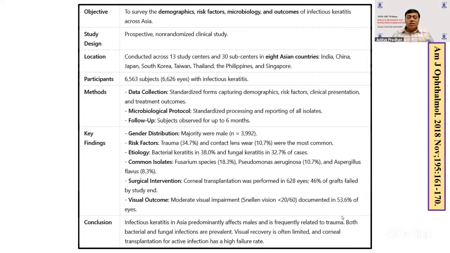So basically, the conclusion was that mostly the male population is affected, engaged in outdoor work, mostly farming, and it is very frequently related to vegetable trauma. You have both bacteria and fungus, and the visual acuity is often poor in recovery because of the scarring. And if you do a therapeutic graft in a hot case, it has a high failure rate. Almost half of the grafts that you do will fail. So this is a very important statistic for everybody to know.